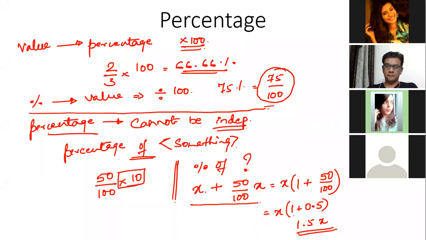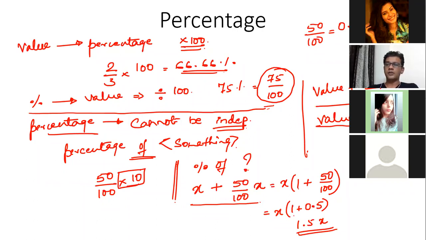So if the information given to me is that a value has increased by 50%, there are two ways I can write this. Number one, I can do the value plus 50% of the value. Or I convert 50% into a fraction. What is 50% as a fraction? 50 by 100, which is 0.5. Then I can do value into 1.5. Whatever the original value was, above that 0.5 has increased, and that's why I multiply my value with 1.5. 1 represents the original value, 0.5 is the increase that I am talking about.